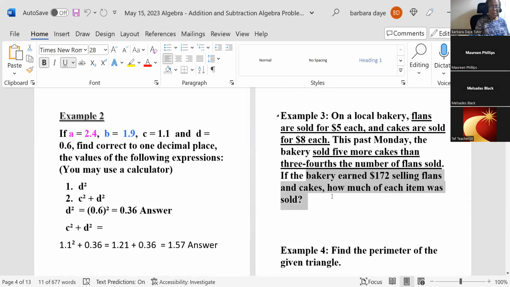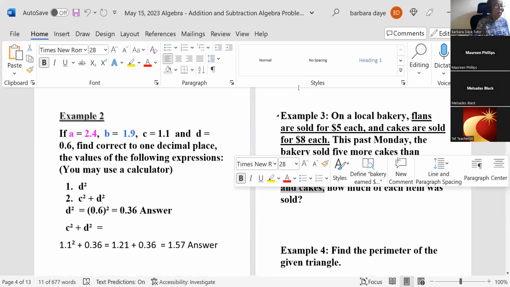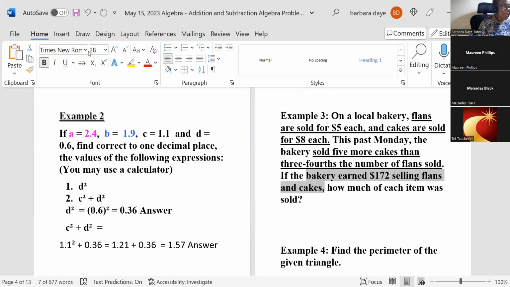Okay, so the bakery is selling flans and cakes. At a local bakery, flans are sold for $5 each. Cakes are sold for $8 each. And this past Monday, the bakery sold 5 more cakes than 3/4 the number of flans sold.